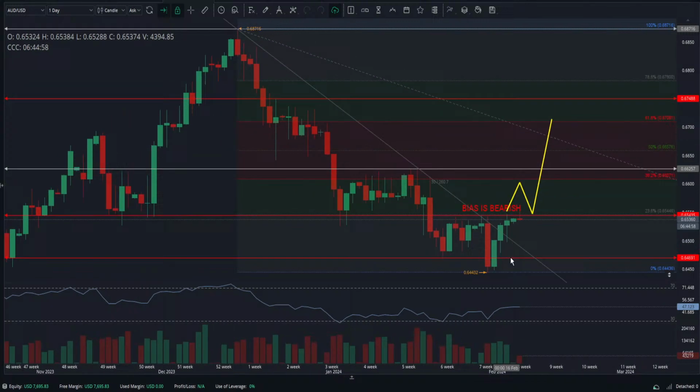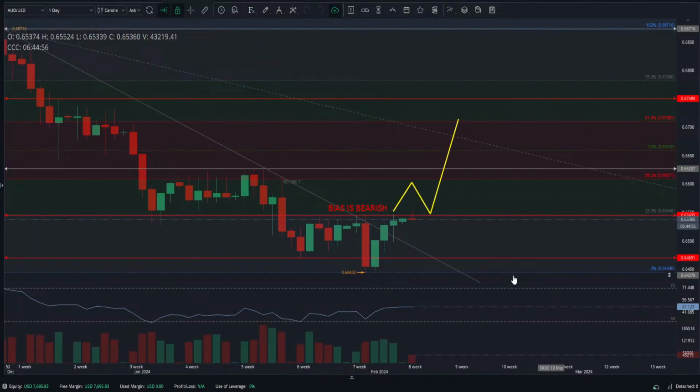In the Australian dollar, something has happened. The bias was bearish below 0.6543, and today the price has broken higher than that. In fact, it had broken higher on Friday, and now it looks like there is a bearish pin bar here, and the bearish engulfing may happen at the end of the day.